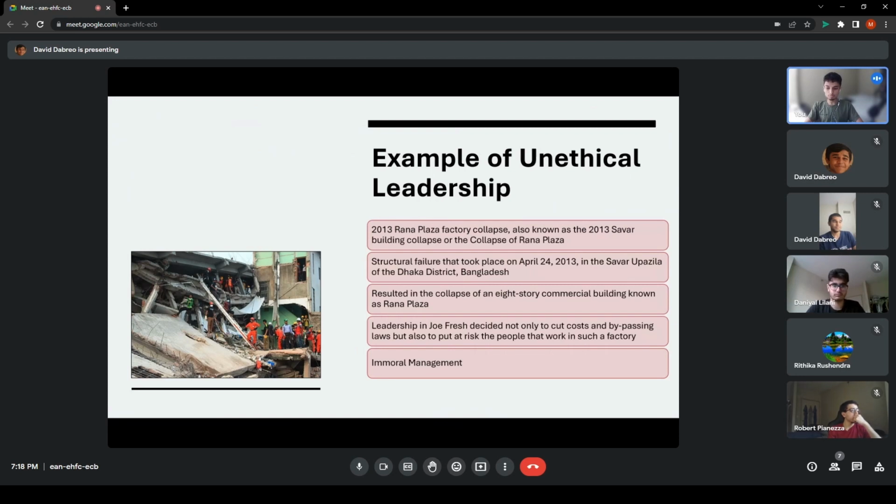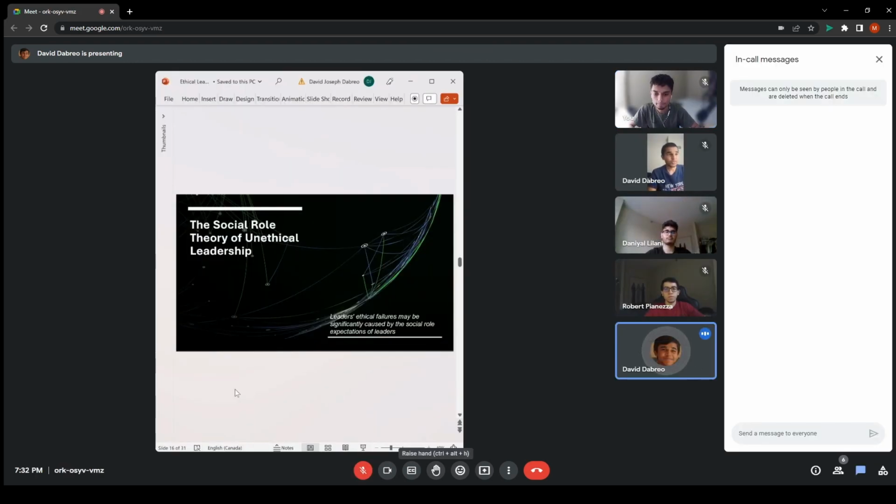It happened as a result of problems such as the building being constructed on an unstable site, construction regulations being broken, building supplies being purchased cheaply, and the authorities taking bribes to turn a blind eye. The circumstances were ideal for a catastrophe to occur due to corruption. The leadership in Joe Fresh decided not only to cut costs by bypassing laws, but also put at risk the people that work in such a factory. This is a prime example of immoral management, and of the fact that Joe Fresh was willing to exploit opportunity for corporate gain.